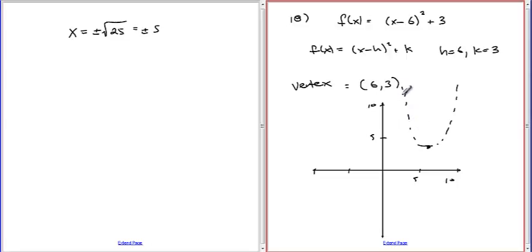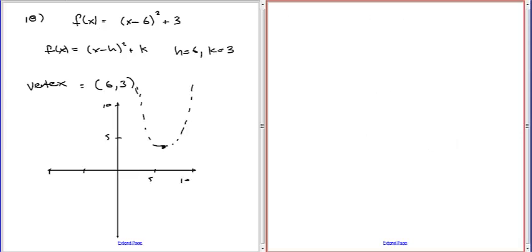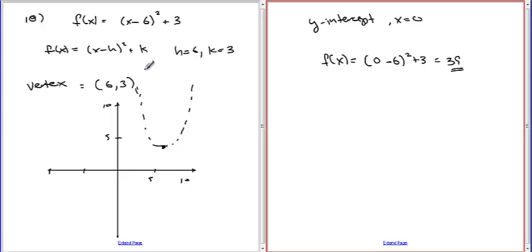Now we'll have a y-intercept somewhere, and you obtain that by setting x equal to 0. They didn't ask us for this, but since there are no x-intercepts, we can do the y-intercept. That's where you set x equal to 0. So the value of the function at x equals 0, which is the y-axis, is going to be (x minus 6) squared plus 3. Negative 6 squared is positive 36, plus 3 is 39. So that's way up here outside of the graph.